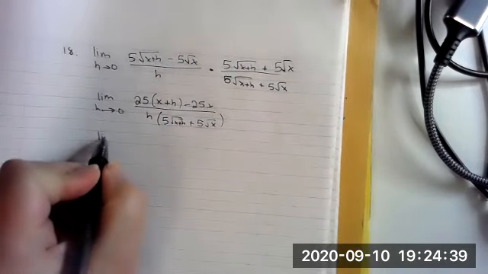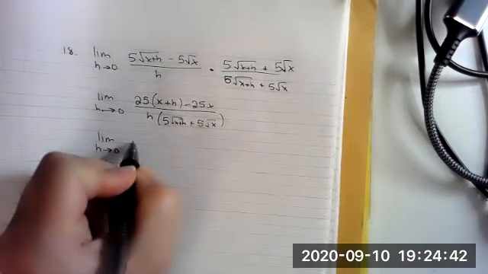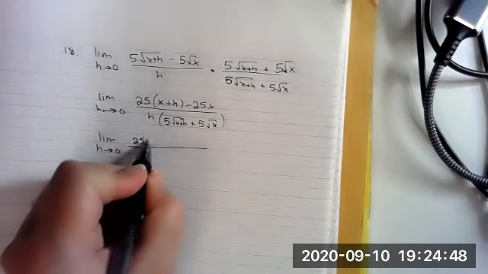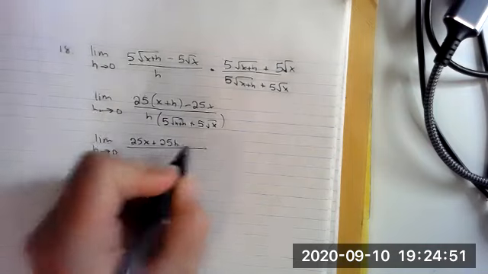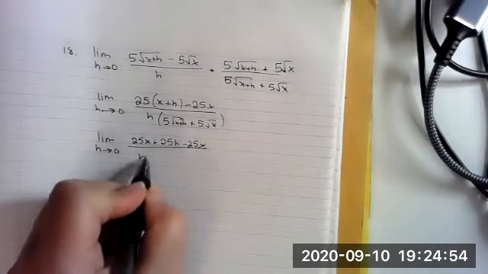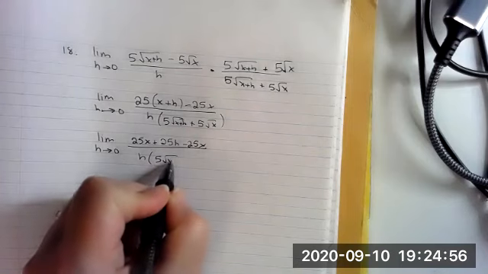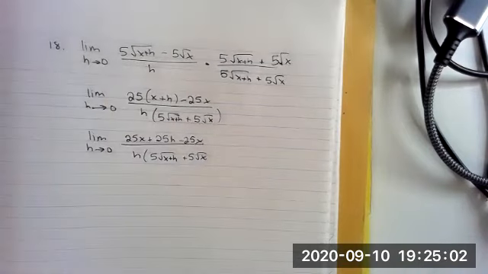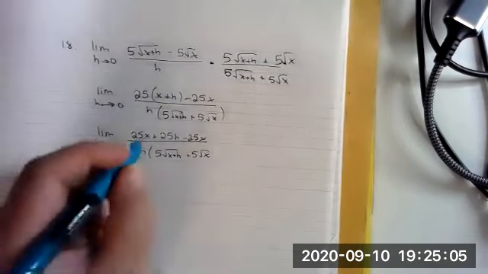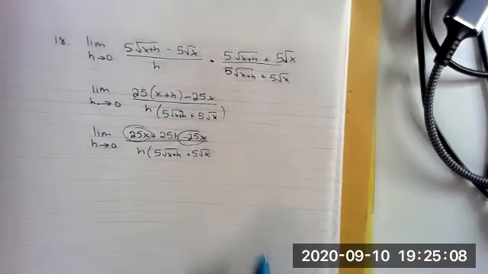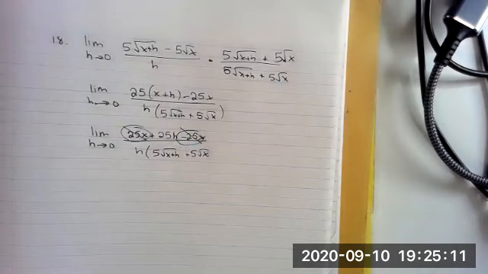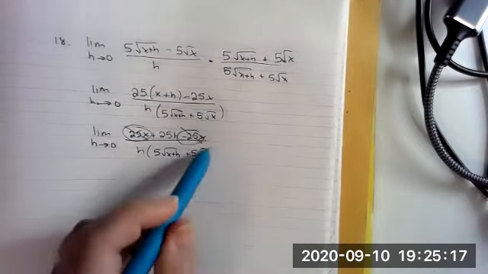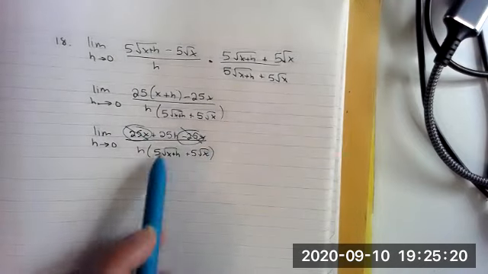So I'm bringing this down. I can go ahead and distribute that 25 to both of these terms, and we'll see what happens. So we have 25x plus 25h minus 25x. And then we have h. I'm not doing anything with the denominator, I'm just copying it right down. As we see, we do have some like terms in the numerator, 25x minus 25x, so those are going to subtract to 0. And that leaves us with 25h divided by h times this original conjugate.